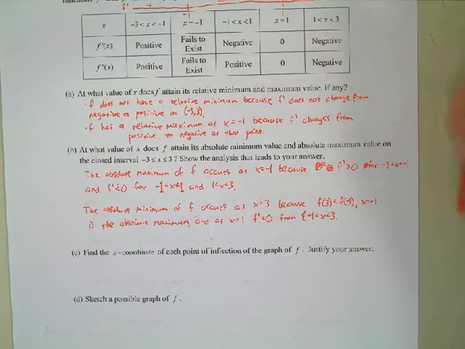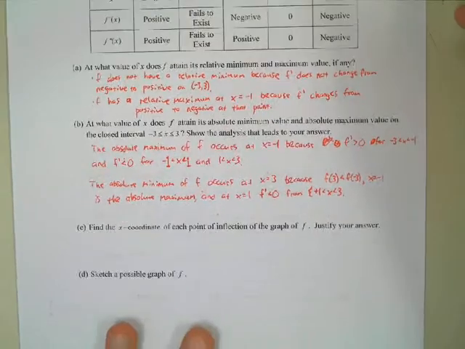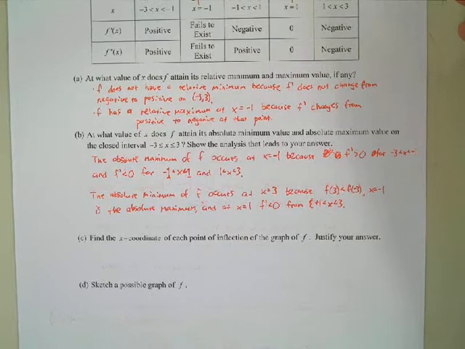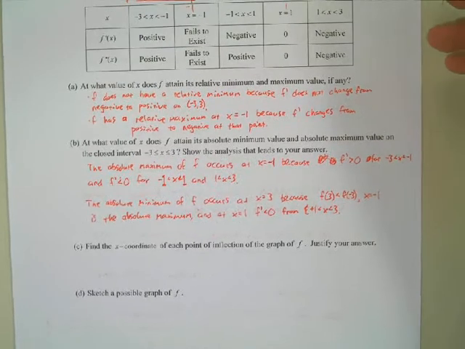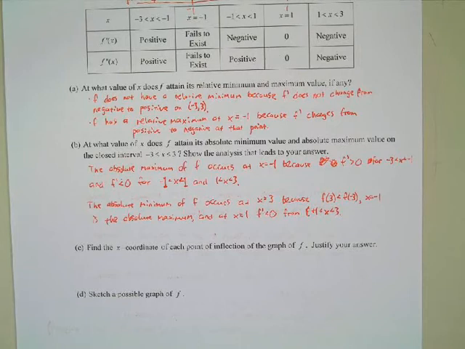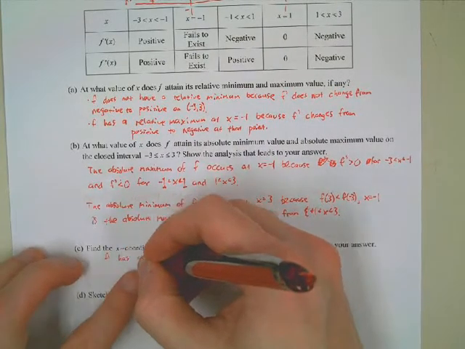All right. Letter C, find the x-coordinate of each point of inflection of the graph of f. Justify your answer. Thank you there. Let's go to Christian. Christian, how do we find points of inflection of f? What do we look at? Second derivative. And what do we do with that second derivative once we take it? Whenever it's switching from negative to positive. Very good. So let's look at our table there, Christian. Do we have any points of inflection of f? X equals 1. Okay, f has a point of inflection.